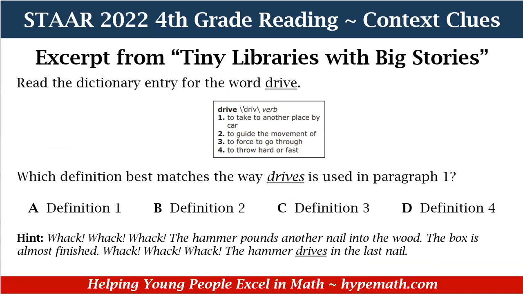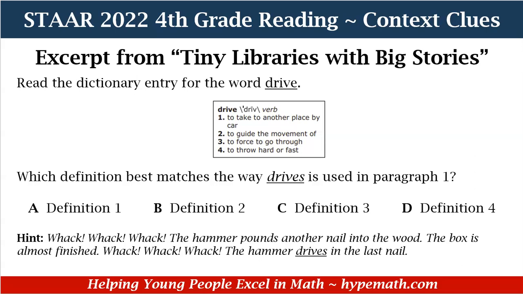So here is our question. Read the dictionary entry for the word drive. Which definition best matches the way drives is used in paragraph 1? A, definition 1, B, definition 2, C, definition 3, or D, definition 4. So let's look at our dictionary entry for drive. First of all, we see drive. It's a verb. Our first definition says to take to another place by car. That's like when someone drives you somewhere.